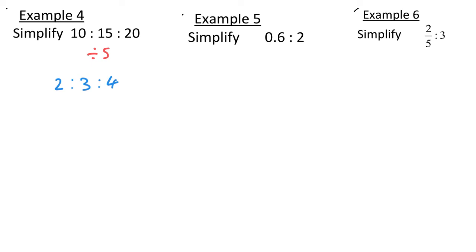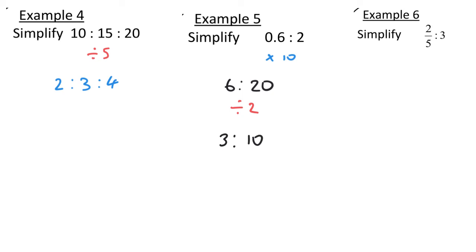If we've got 0.6 to 2, what we need to do is multiply both sides by 10. So 0.6 times 10 is 6, and 2 times 10 is 20. So we've now got rid of the decimal, but we need to check and see whether this can be simplified, and hopefully we can see that both 6 and 20 are divisible by 2. And that will leave 3 to 10, and that can't be simplified any further. So 3 to 10 is our answer there.